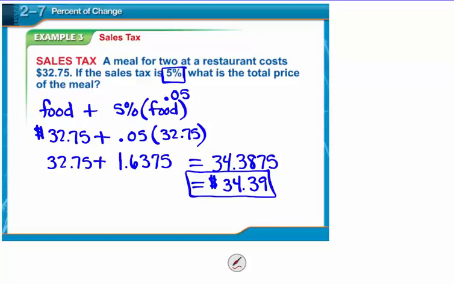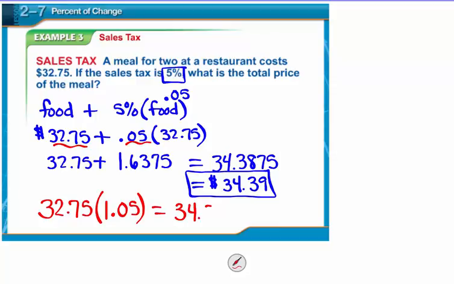If you think about the total cost of the food, it's the same as taking that and multiplying it by 1. 32.75 times 1. Whenever we talk about sales tax or gratuity, we always have to take the original price and then multiply it by a percent and add that back to the original. So I'm trying to show you a quicker method. If you take the cost and multiply it by 1, the whole number, and then the percent, 0.05, you get the same answer.